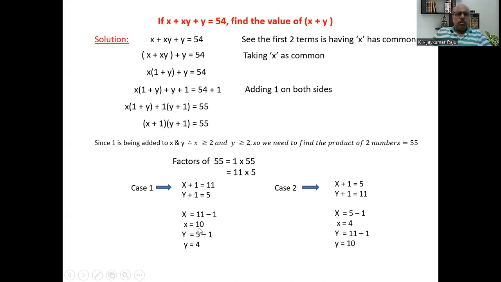If x is equal to 10 and y is equal to 4, then x plus y will be 14. Similarly, if x is equal to 4 and y is equal to 10, then x plus y will again be 14. So we get x plus y is equal to 10 plus 4, that is 14, or 4 plus 10, which is 14. That means the sum of x plus y is 14. Okay, so that's how you find it by this method.